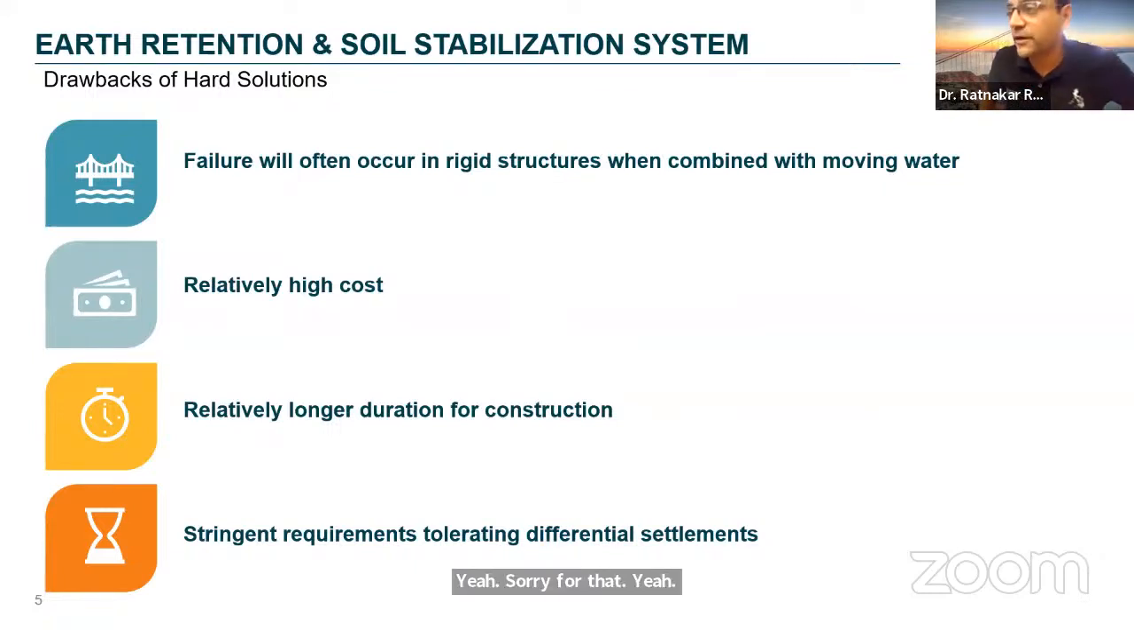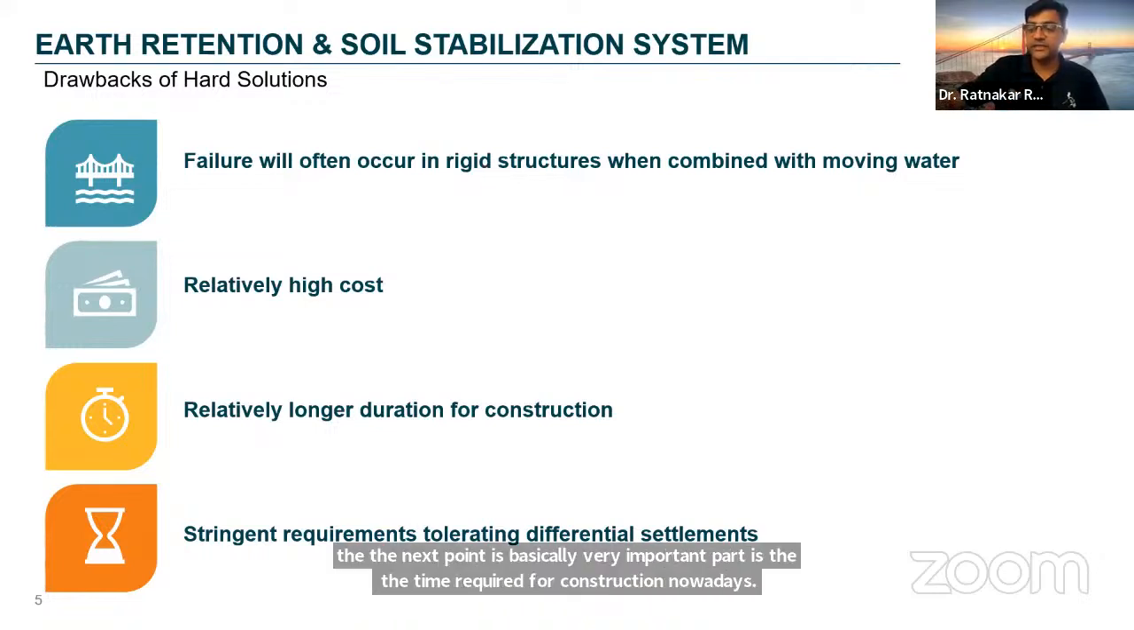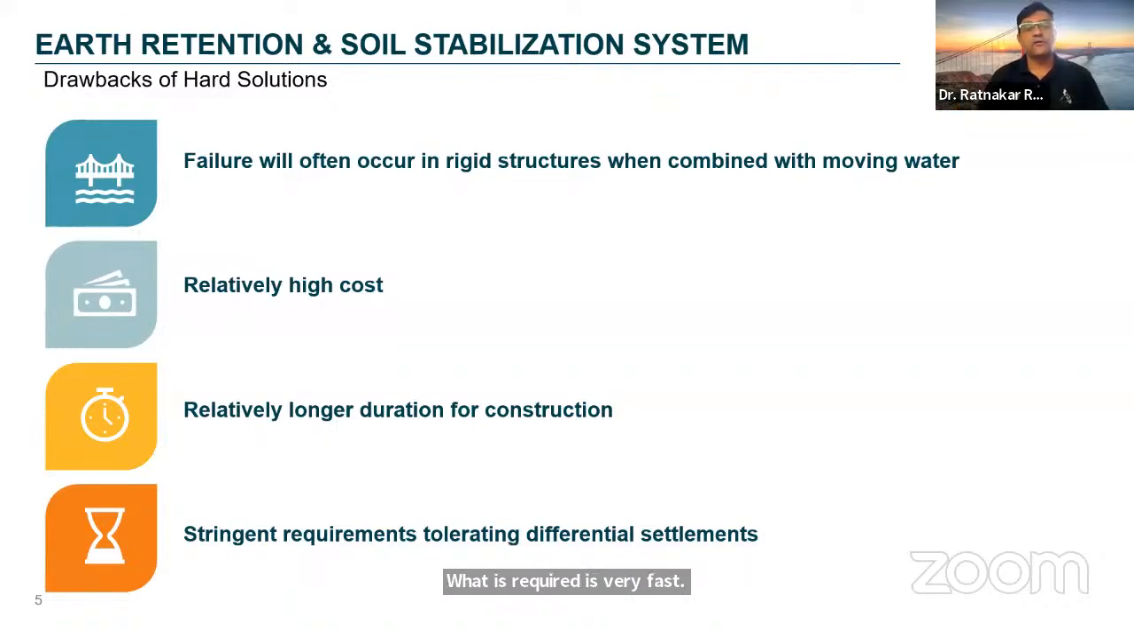The next very important point is the time required for construction. Nowadays, very fast construction is required. It is also expected that it has to be economical. Another very important thing when working with these rigid walls is the differential settlements. For example, Professor Rajiv Saha showed various failures, especially in the Northeast region during monsoon. There are movements, but these movements cannot be tolerated by the hard solutions.